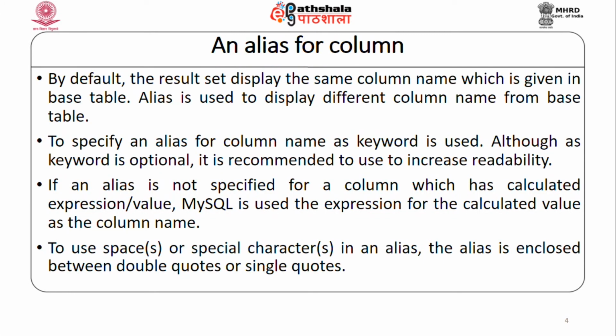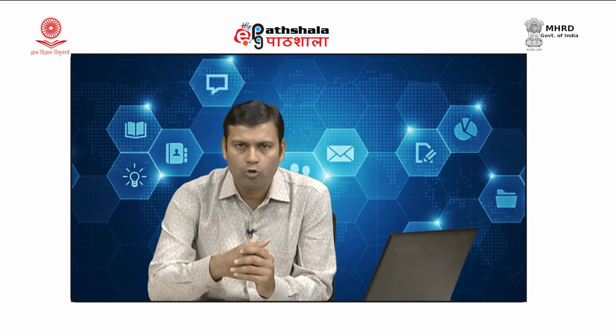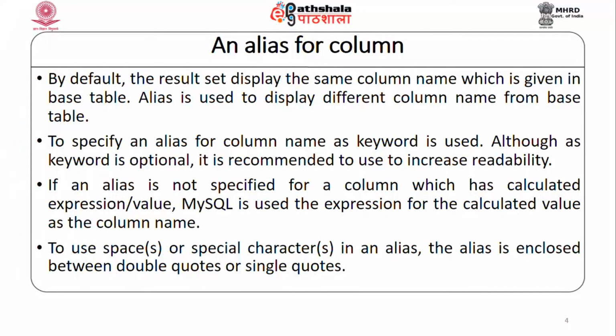When you write a query, by default the result set displays the same column names given in the base table. For example, in our customer table, if the column name is CID, the result set will display CID as it is. But if you want to display a more meaningful column heading like customer ID, you can use a column alias. It is used to display a different column name from the base table. To specify a column alias, the as keyword is used.